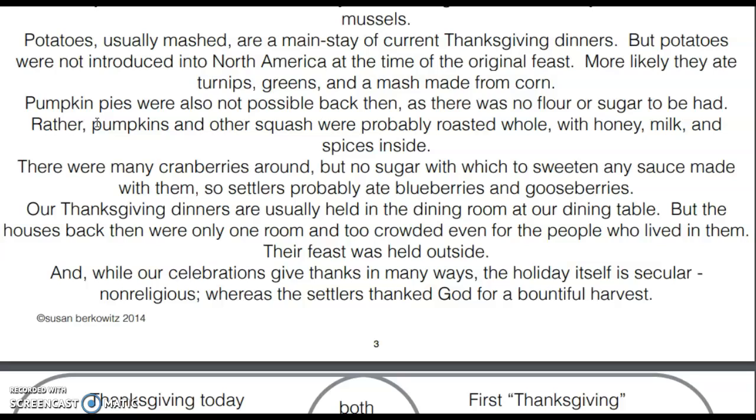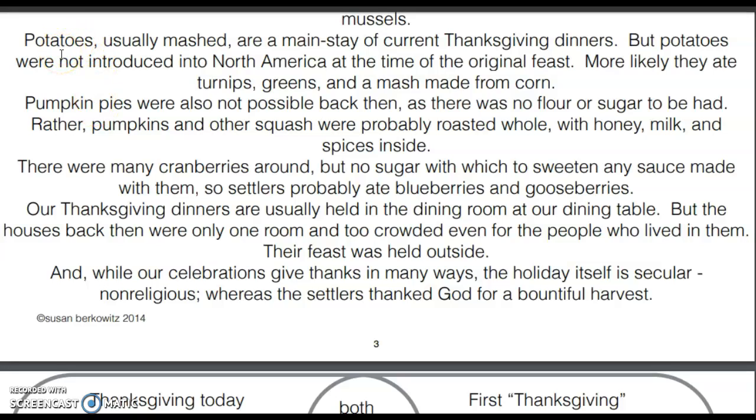But the houses back then were only one room and too crowded even for the people who lived in them. Their feast was held outside. And while our celebrations give thanks in many ways, the holiday itself is secular, non-religious, whereas the settlers thanked God for a bountiful harvest.